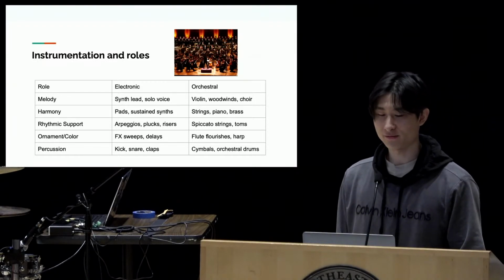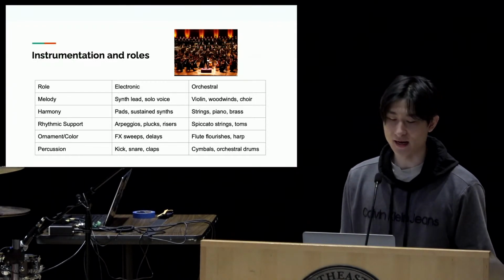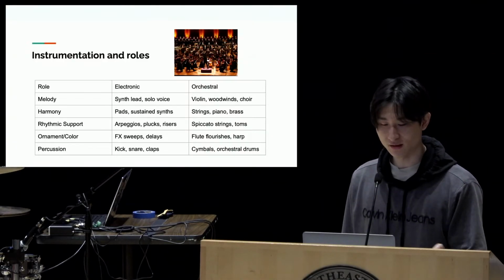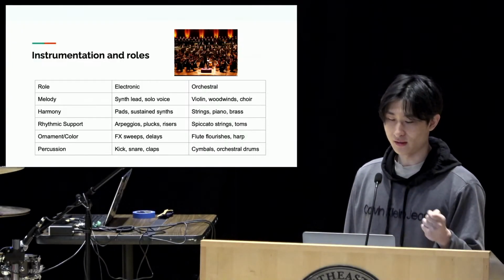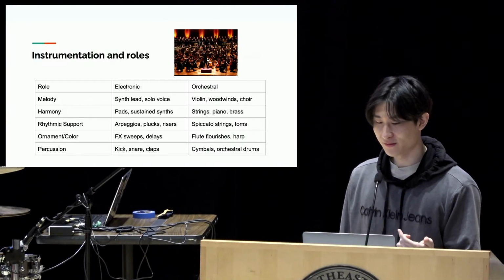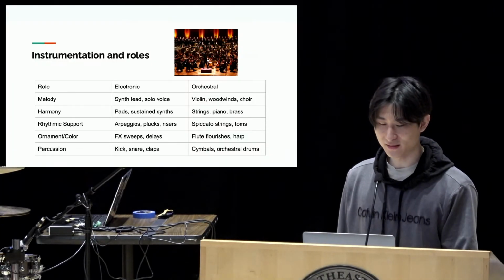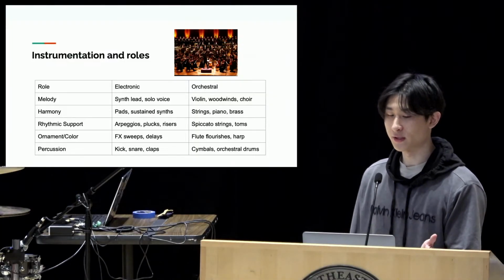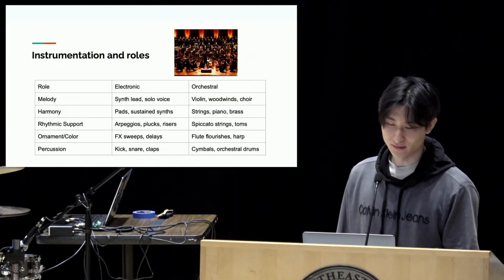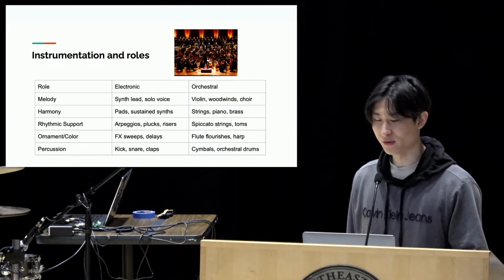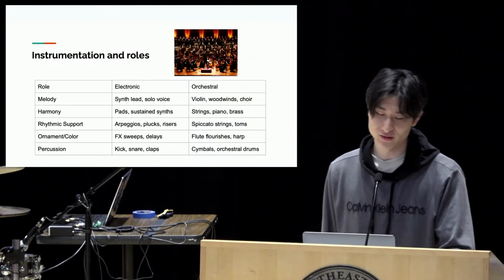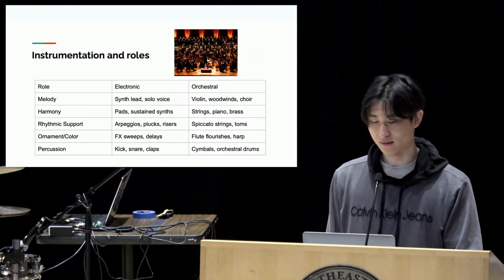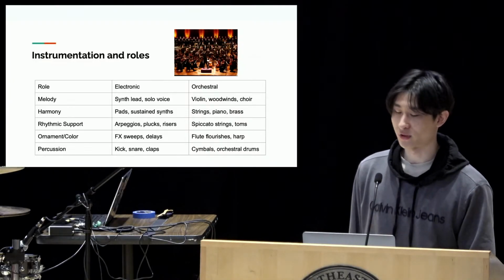So what I noticed about the instrumentation and the roles is that you have melody, harmony, rhythmic support, ornamentation, color, and then percussion. So electronic and orchestral sounds have their own respective elements. For electronic, you have stuff like the lead synth, solo voice, pads, sustain, and so on. And then orchestral, you probably already know what's in an orchestra: violin, woodwinds, choir, strings, and you can have piano, and you have toms and cymbals as percussion.